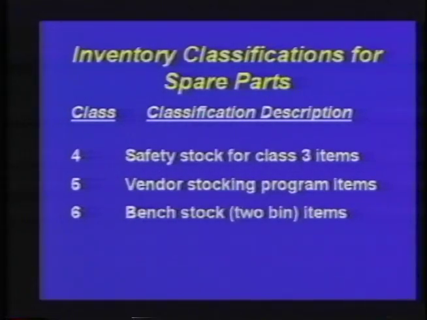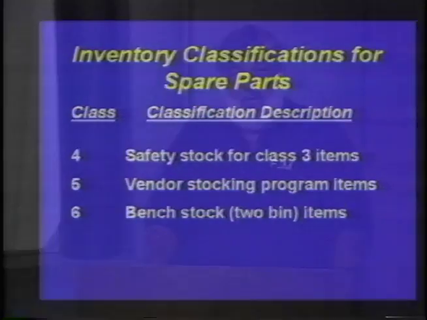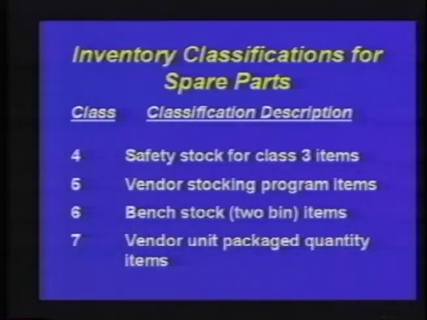Now moving forward to page number 6, items that are part of the vendor stocking program would be identified as inventory class code 5. Bench stock or 2-bin items is that material that is housed in the maintenance repair shops. Again, the storeroom is responsible to replenish inventory when replenishment is required, and those are inventory class 6 items. Where we have a supplier that supplies a package quantity, those are identified as inventory class 7.